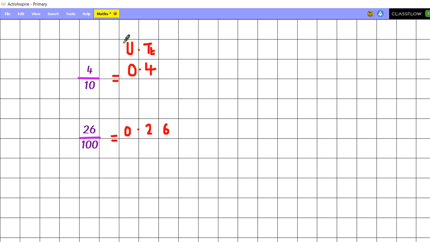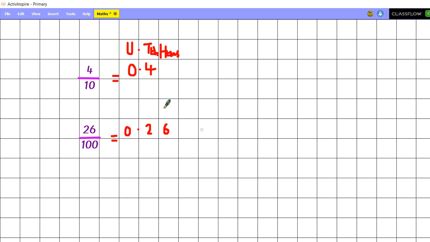Not tens, tenths, don't forget. Then I've got my hundredths column here. So I've got 26 hundredths. So therefore I've got 26 here, which starts in my hundredths column, which comes after the tenths. So I've got 0.26 as my answer.